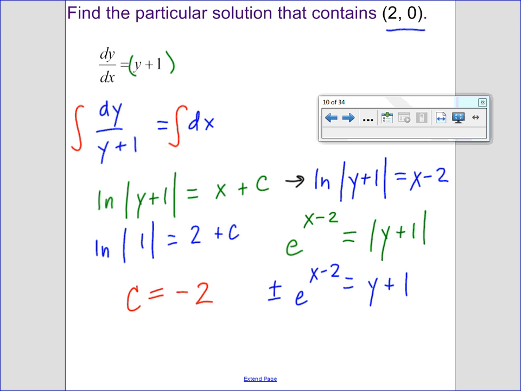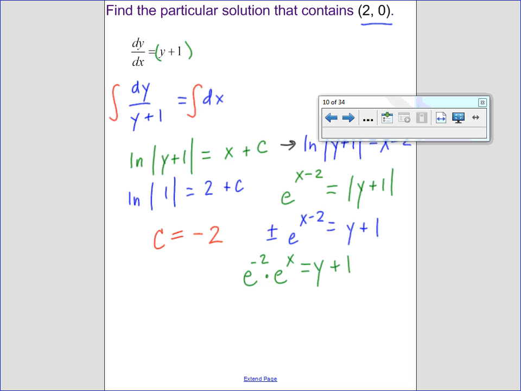So I'm getting e to the negative 2 times e to the x equals y plus 1. That means that e to the x over e squared equals y plus 1. And that means y equals e to the x over e squared minus 1. How'd I do? I mess up 3 times? 2 times? Okay. All right.